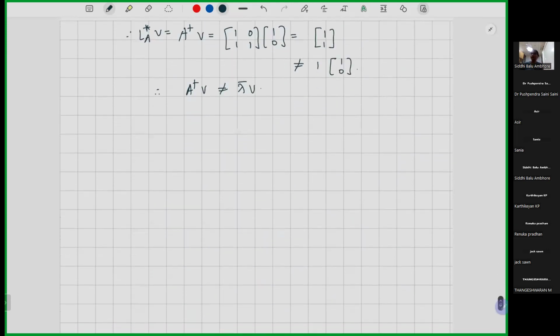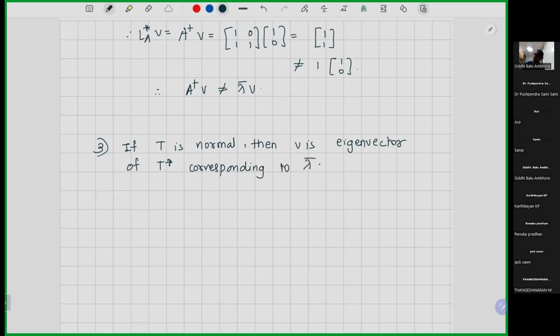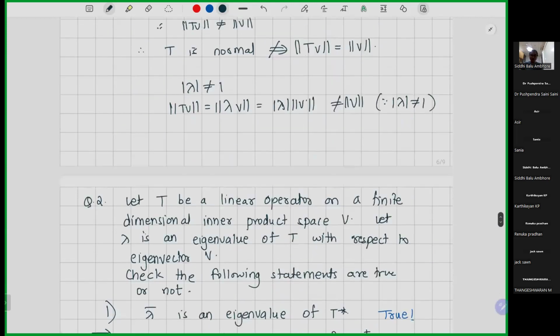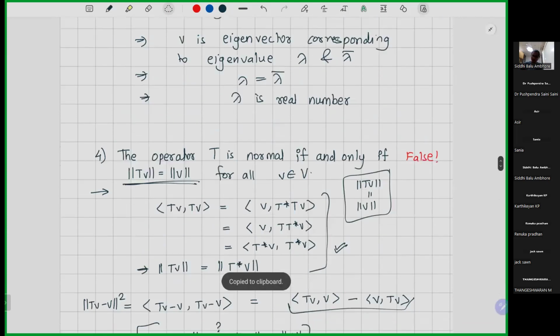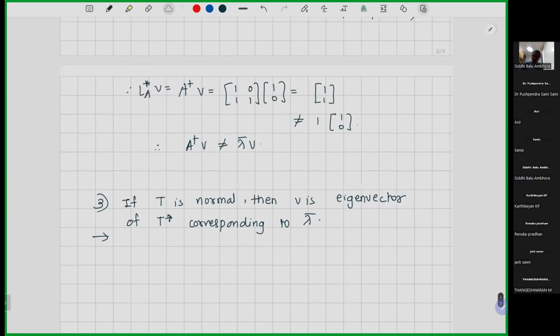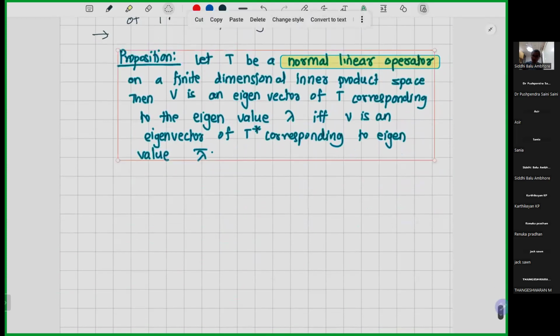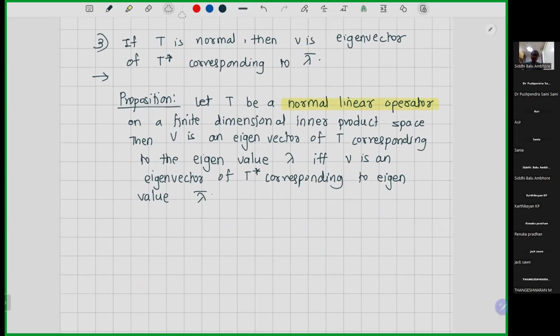If this is okay, then I would like to move to the next question. If you have any doubt, please let me know how things are following. If not, let's go to the third: if T is normal, then V is an eigenvector of T star corresponding to lambda bar. And this is definitely true from the proposition which we already gave here. Let me just copy this. This proposition directly gives us this statement. If T is a normal linear operator, then this statement is in fact if and only if. So this statement is true by this proposition. Any doubts here?